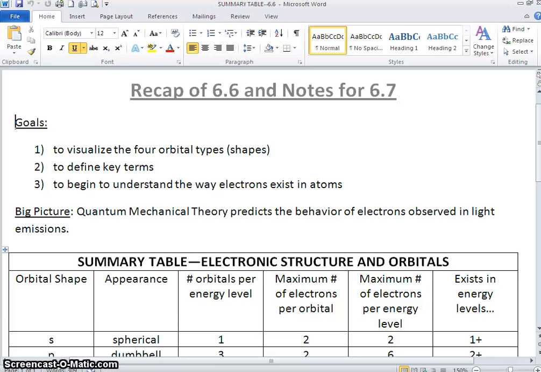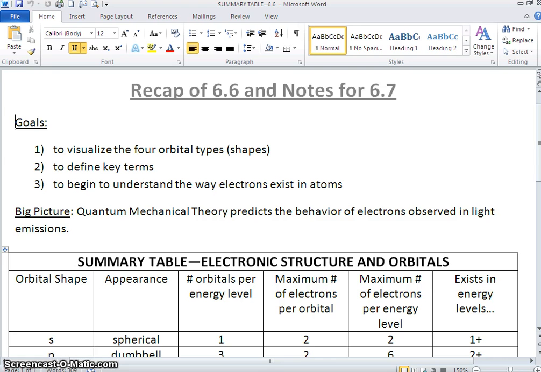And you can see that today what we're trying to accomplish is to be able to visualize the four orbital types. What do they look like? How many of them are there? We also want to be able to define key terms. We'd like to also be able to understand how electrons behave within an atom.